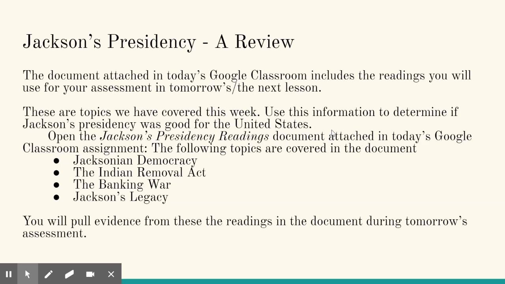You'll have to find evidence to back up that it was or evidence to back up that it was not. So we're going to open up the document titled Jackson's Presidency Readings. It is attached in today's classroom assignment. The topics covered in that document are Jacksonian democracy, the Indian Removal Act, the Banking War, and Jackson's legacy. You will pull evidence from these readings during tomorrow's assessment. Just make that super clear. This is where you are going to get your evidence from.